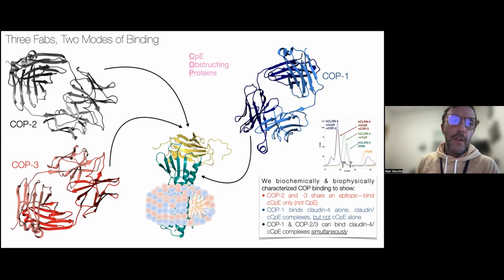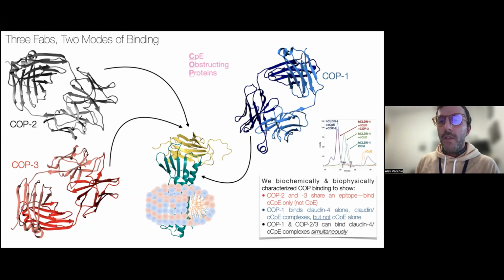We figured that COP2 and COP3 actually share the same epitope, and they bind the C-terminal domain of the toxin here, shown in yellow. They bind it by itself. They bind the claudin toxin complex, but they don't bind claudins alone. So we knew that it had a binding surface that was specific to the toxin.